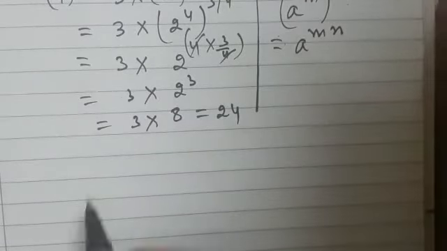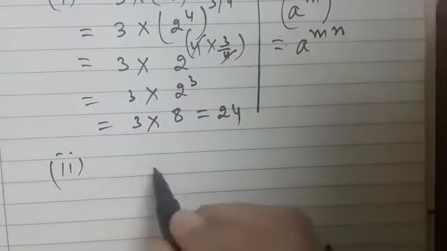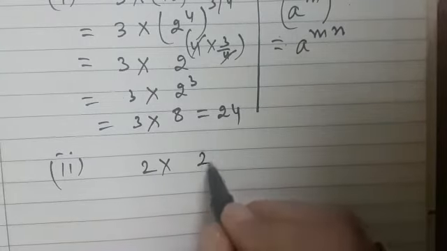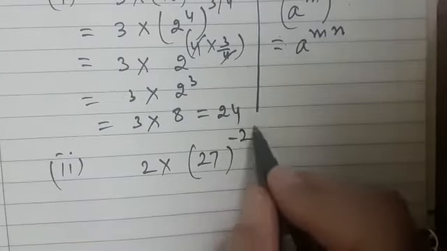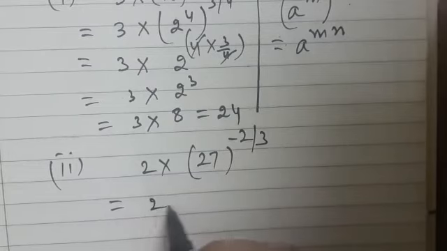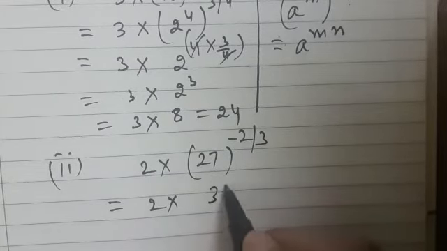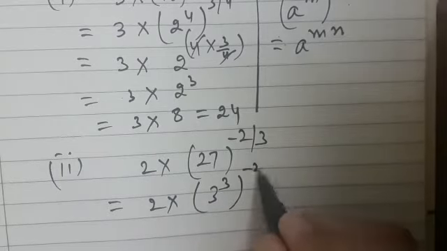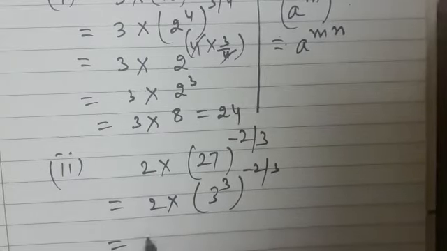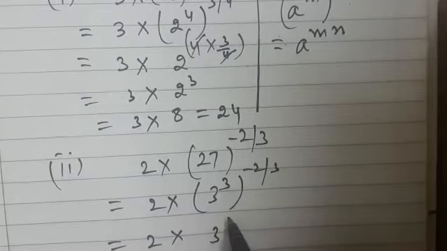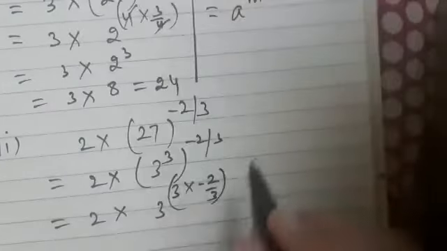Simple. Okay, let us do now the second part. 2 into 27 raised to the power minus 2 by 3. So that gives us 2 into, how do you write 27? Yes, it is 3 cube. So raised to the power minus 2 by 3. We are using the same law. 3 into, this gives us 3 into minus 2 by 3.